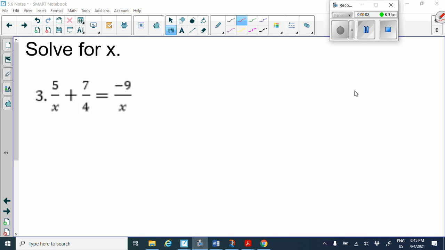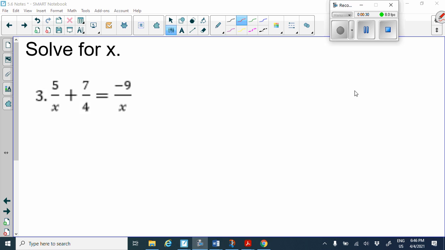Hey guys, so here's part 2 of the 5.6. We are going to solve fractional equations. Now notice here, we don't have a fraction equals another fraction, so we cannot cross multiply. So instead, what we're going to do is factor the denominator, so do all these things that we've done with adding and subtracting, like factoring the denominators, finding the least common denominator, and then we're going to kind of change it up from there.